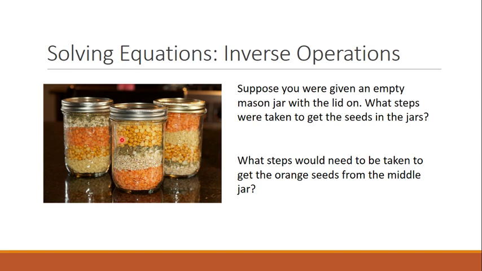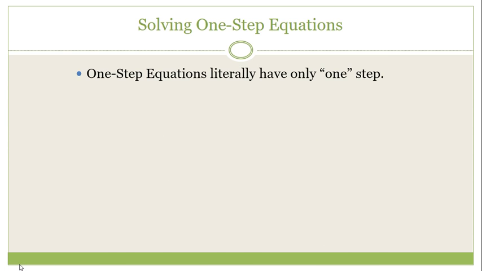Then I would have to take out the yellow seeds. Then I would have to take out the gray seeds, and then the white seeds, and then finally I would be at the orange seeds. Remember, the orange seeds were the first seeds I put in. Now they're the last seeds that I take out. So you end up doing the opposite step in the opposite order. And that's exactly what we're doing in math when we're solving these equations. We end up doing the opposite step in the opposite order. And by step, what we're talking about is the order of operations.